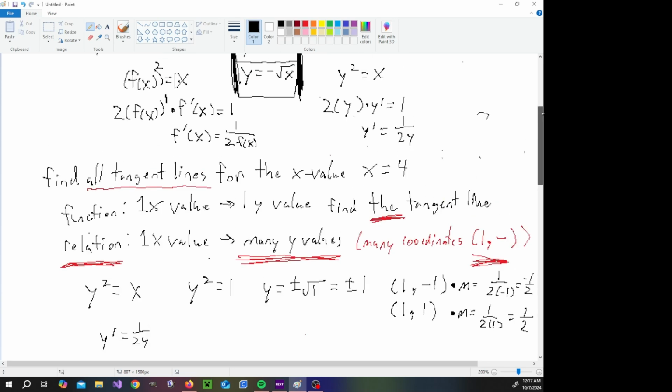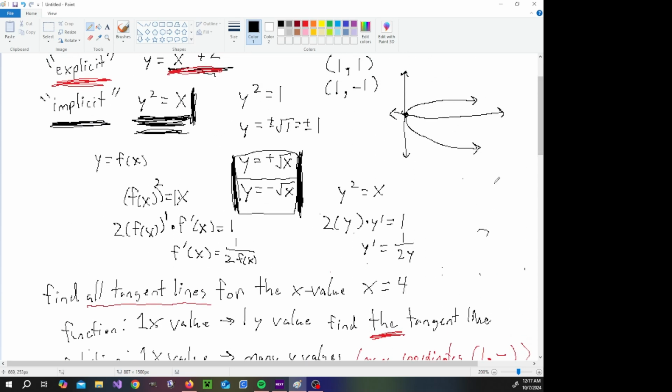Well, does this make sense with the graph that I drew? If this is 1, this is 1, and this is negative 1, then at 1 comma 1, we should have a slope of positive 1 half. Well, sure, that looks good enough, right? 1 half x plus something. And then over here, the graph is going down, so a slope of negative 1 half, sure enough, should make sense to us, right?